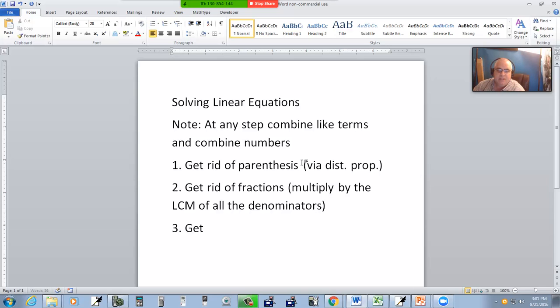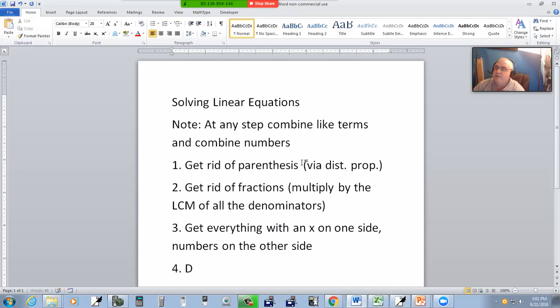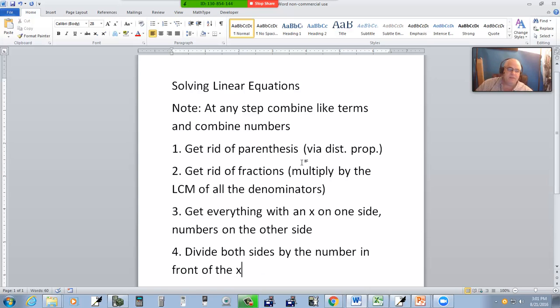Step 3, get everything with an x on one side, numbers on the other side. Step 4, divide both sides by the number in front of the x. Now I'm writing this in terms of x, but you can have any variable. In step 3, I'm talking about terms, so get all of your variable terms on one side and your constant terms on the other side. Then step 4, divide both sides by the number in front of the x. The number in front of x is called a coefficient.